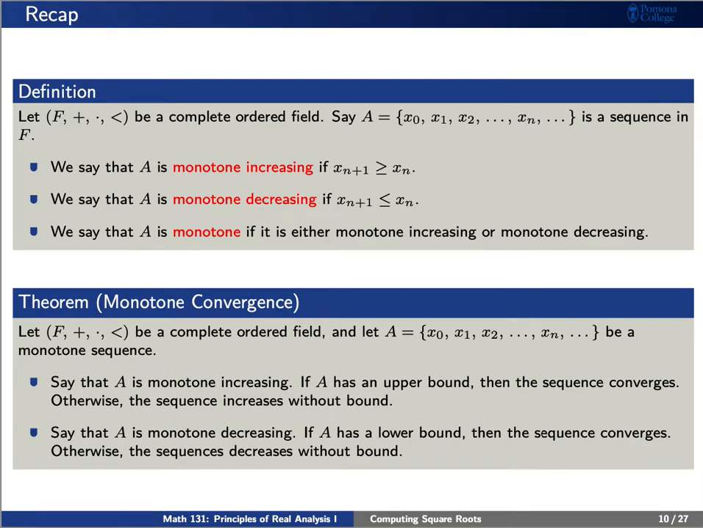The celebrated monotone convergence theorem, simply put, says that a monotone sequence converges. We'll explain by discussing a few different cases. First, say that we have a sequence that is monotone increasing. If the sequence has an upper bound, then it converges. If the sequence does not have an upper bound, then the sequence just increases without bound. Now say that our sequence is monotone decreasing. If the sequence has a lower bound, then the sequence converges. Otherwise, the sequence decreases without bound.